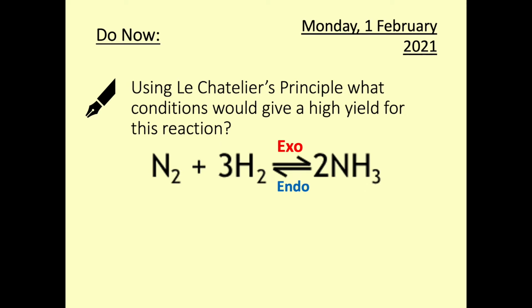For your Do Now today, please consider the following reaction, where the forwards reaction is exothermic and the reverse reaction is endothermic. Using Le Chatelier's principle, what conditions, thinking about both temperature and pressure here, would give a high yield for this reaction? So pause the video whilst you have a go at this.